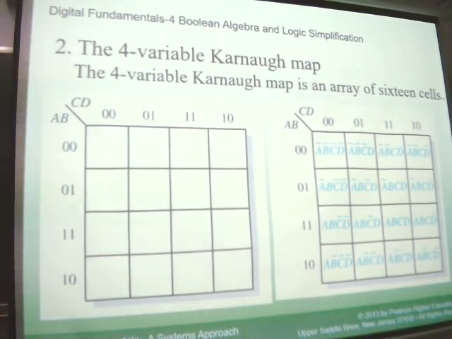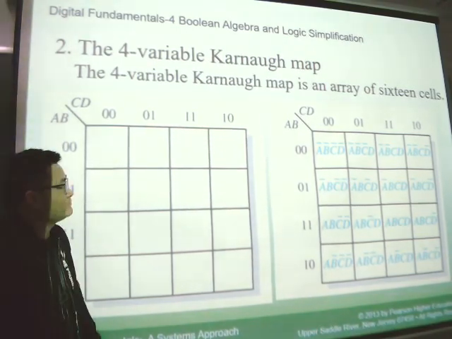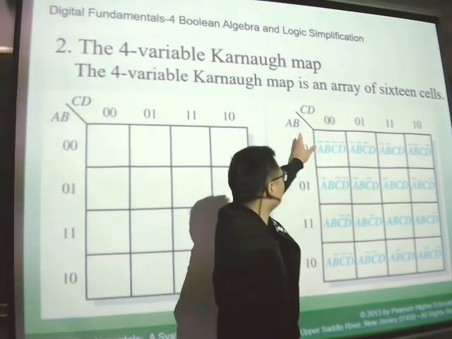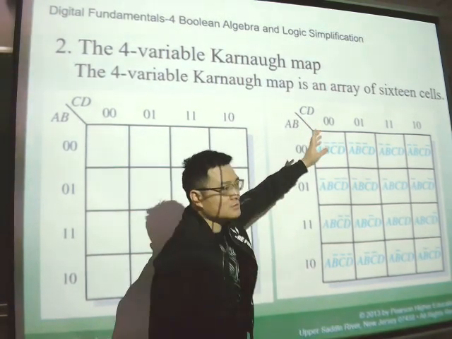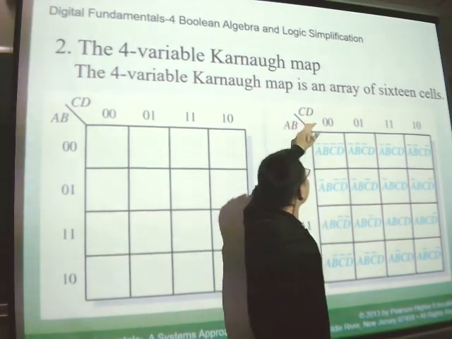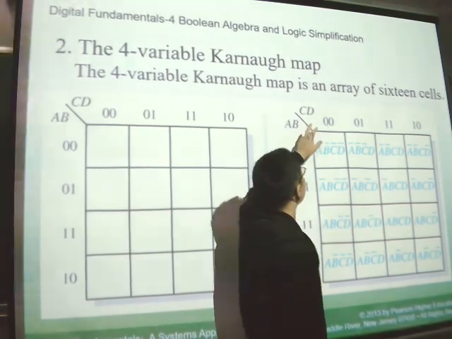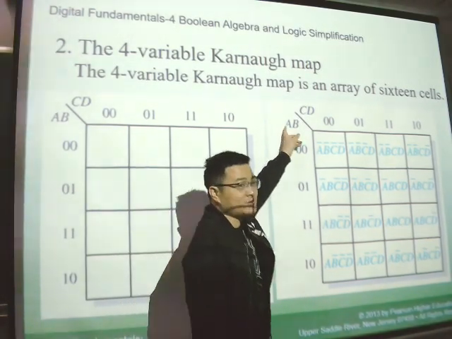For four variables, in general, we make the order of A, B, C, D. Secondly, you can also make the order of A, C, B, D, but in general, we use A, B, C, D.